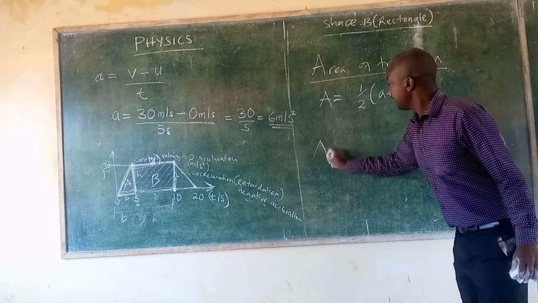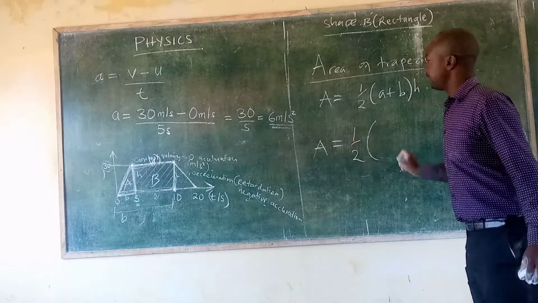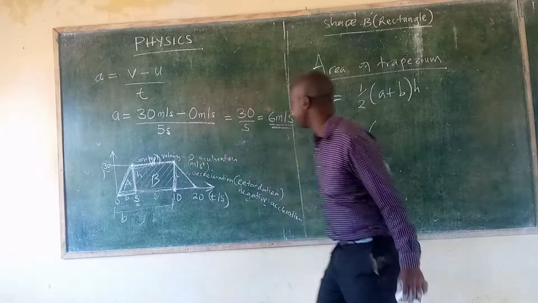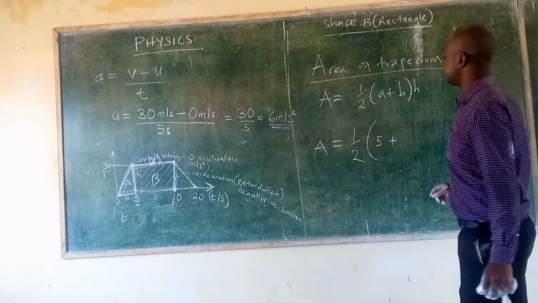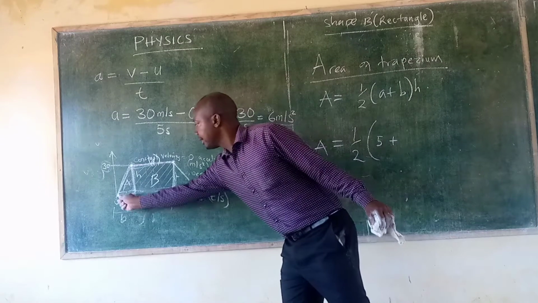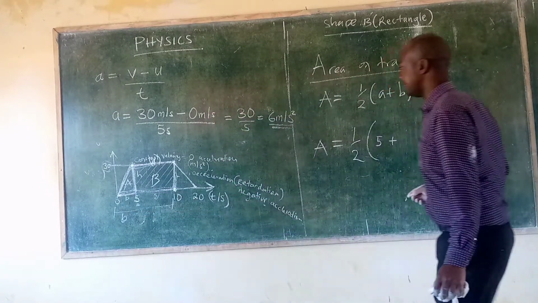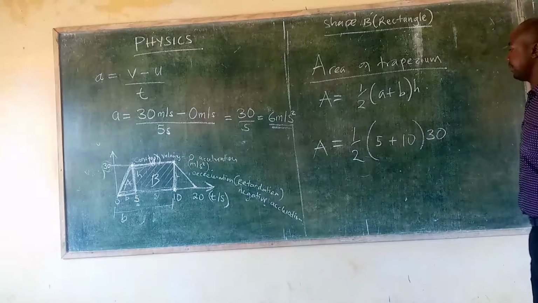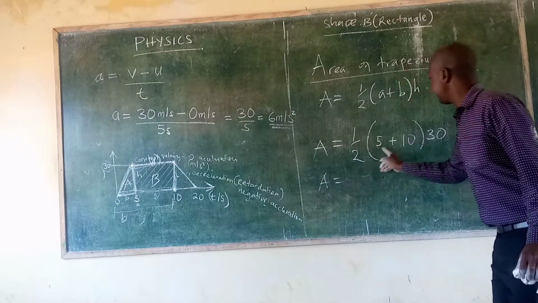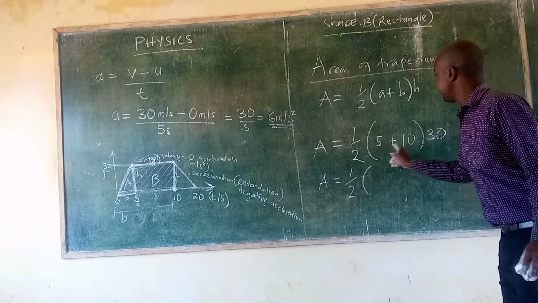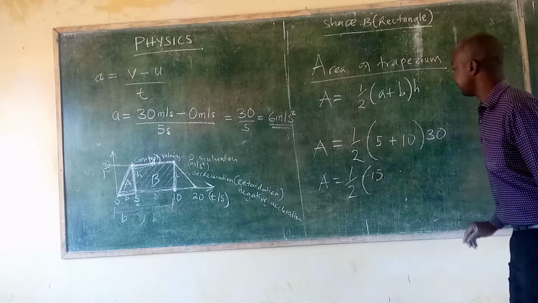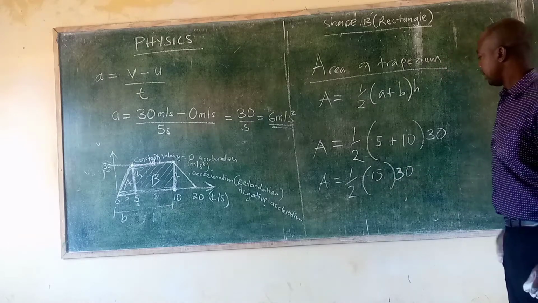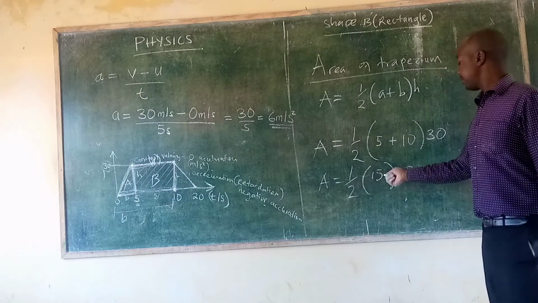So in this case, we shall say area of trapezium is equal to half. What's the distance of a from here to there? 5. It's 5. Okay. 5 plus the distance of b from here to there. 10. It's 10, times the height. 8. So this will be area is equal to half times 5 plus 10. 5 plus 10? 15.